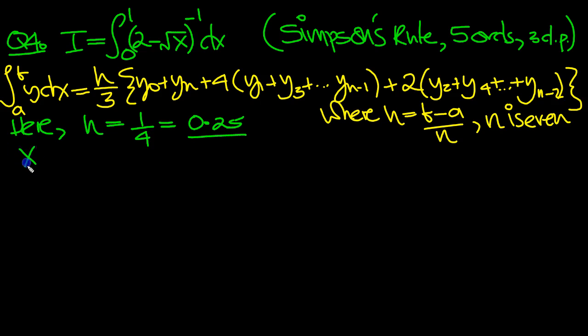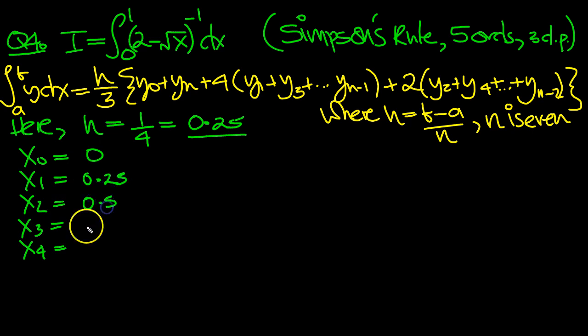Now we have 5 ordinates, so let's write them down, down to x4. So there they are there. We start from 0 and we go up to 1, and we increment by 0.25 each time. So let's write that down, and the last one's 1.00. Then we can work out the y ordinates.